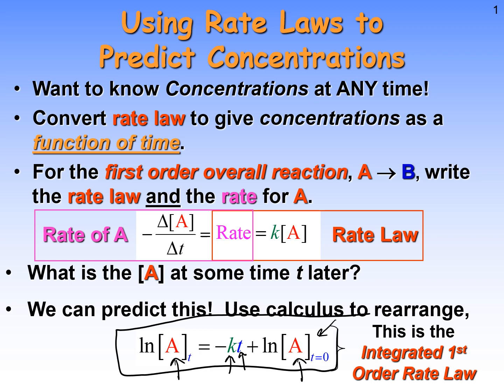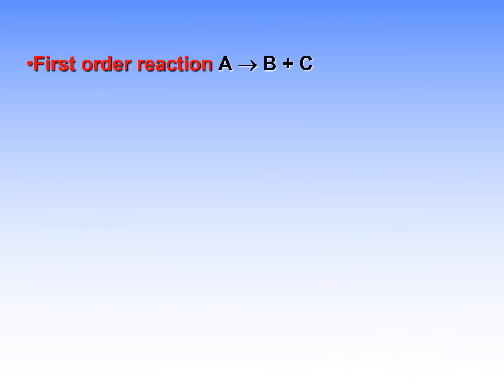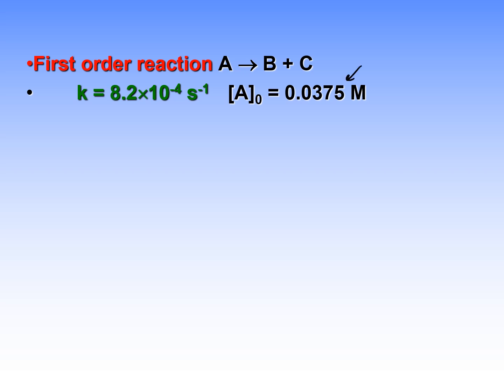There is an integrated zero order rate law, there's an integrated second order rate law, and you need to be able to pick them out of a lineup on the equation bank for our test, but I'll be providing the equations for you. You don't need to memorize them. So let's talk about a first order reaction. Let's do a problem, right? A goes to B, C, whatever. We're told our initial concentration of A is this, and our rate constant is this.